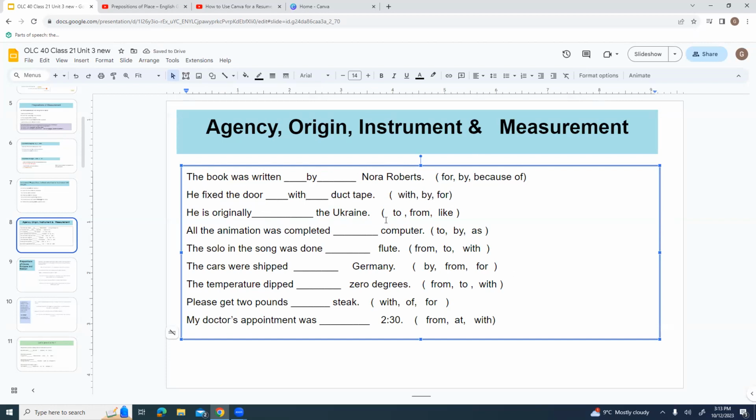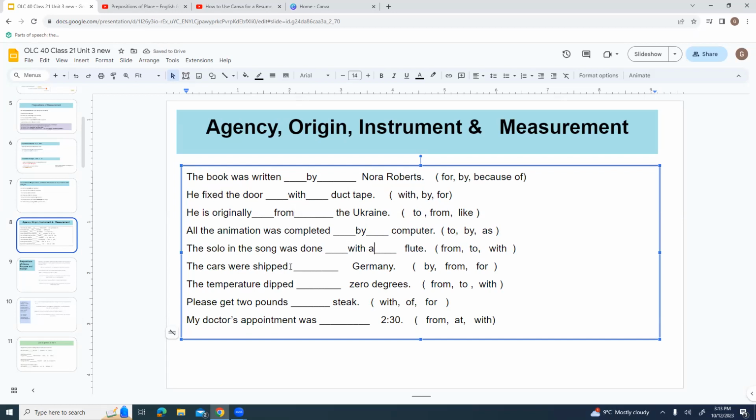He is originally to the Ukraine, from the Ukraine, or like the Ukraine. All right, so it's obviously an origin one, so it means it's from. All the animation was completed to computer, by computer, or as computer. So to. Sorry, not to, by. The solo on the song was done from flute, to flute, or with flute. With, and you could have with a flute too.